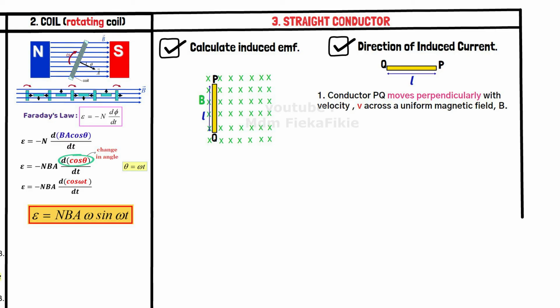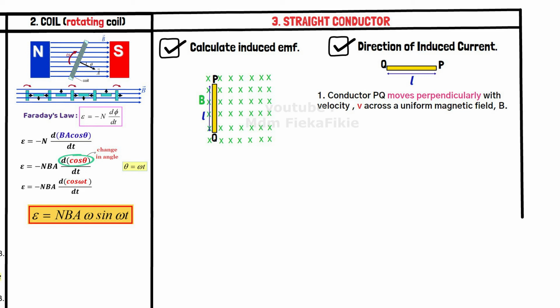Let's say conductor PQ moves perpendicularly with velocity V across a uniform magnetic field B. Okay, maknanya conductor PQ ini dia akan bergerak secara berserenjang dengan magnetic field B tadi. Ingat ya, direction of the magnetic field tadi adalah into the page, and let's say conductor PQ bergerak perpendicular to B, sama ada ke kiri atau ke kanan.